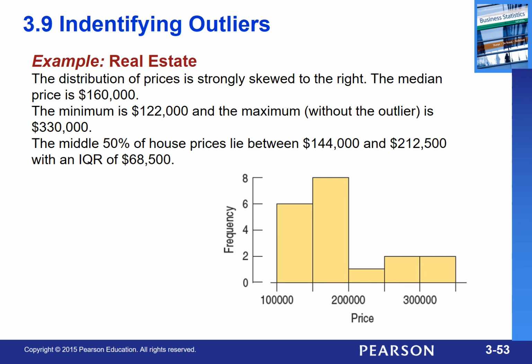The minimum is 122,000 without the outlier, obviously. And then the maximum is 330,000. Our middle 50% lies between 144,000 and 500,000. So that gives us an IQR of 68,500, which makes kind of sense. So as you look at where these are located, the median is about here.